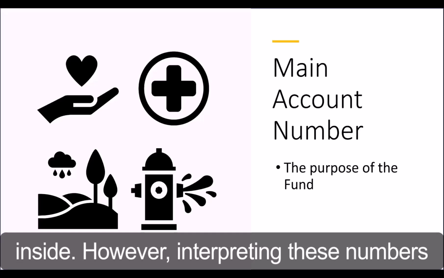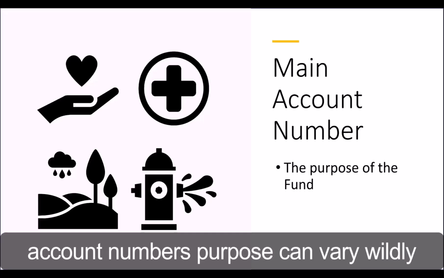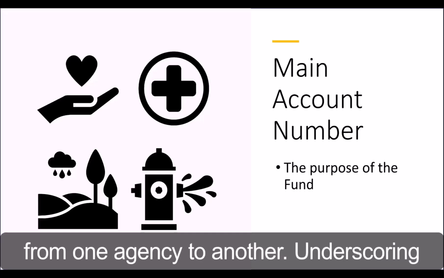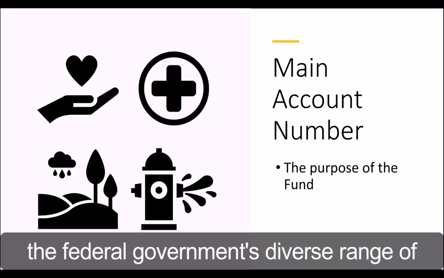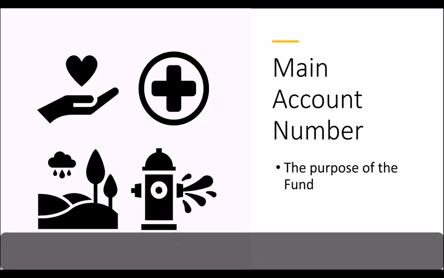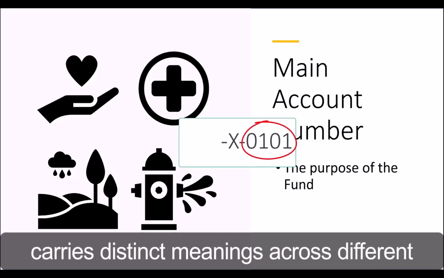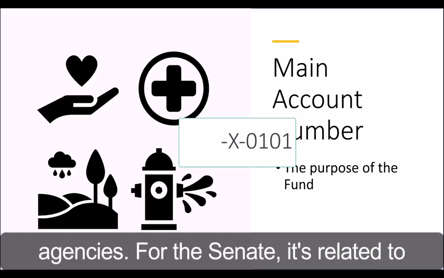However, interpreting these numbers isn't always straightforward. The main account number's purpose can vary wildly from one agency to another, underscoring the federal government's diverse range of responsibilities and initiatives. For instance, the main account number 0101 carries distinct meanings across different agencies.